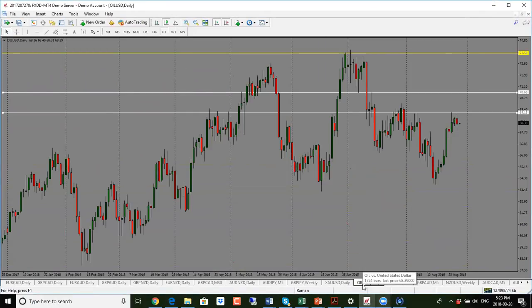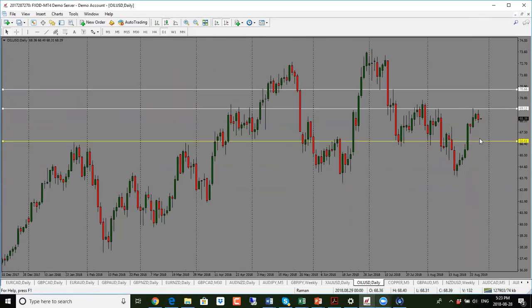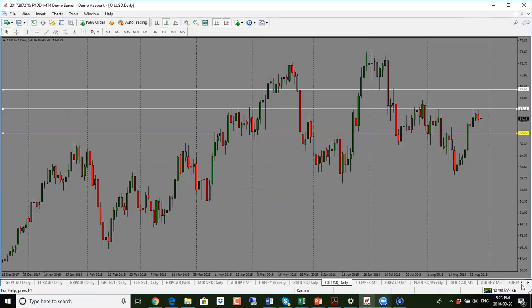Oil here, bias is to the downside. We talked about this pin and this resistance here. Price has not been able to go to the other side of it. We have a bearish candle close here. So looking for price to drop based on the daily candle close, and 67.20 will be the target to the downside. So bias is bearish for oil.